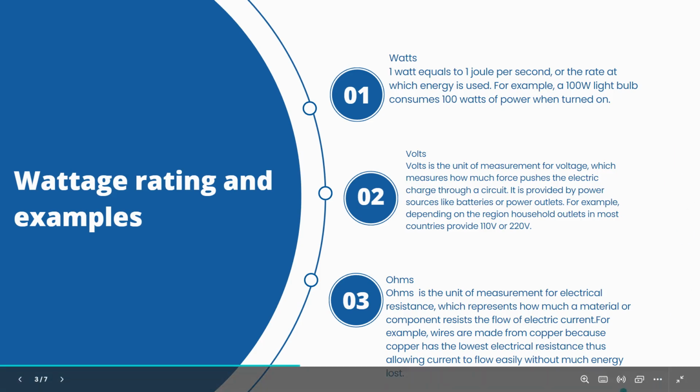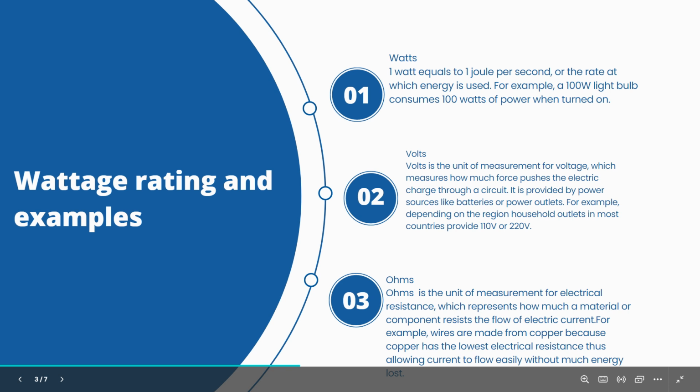In terms of wattage rating and examples, there are 3 types. We have watts, volts, and ohms. In terms of watts, 1 watt equals 1 joule per second, or the rate at which energy is used. For example, a 100 watt light bulb consumes 100 watts of power when it is turned on.